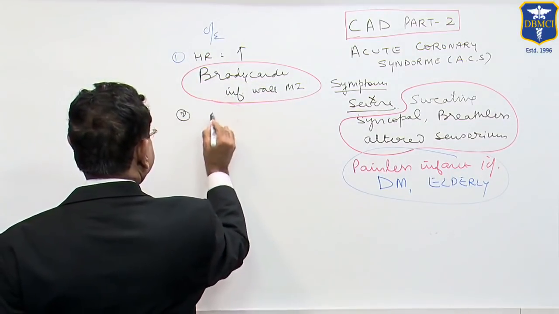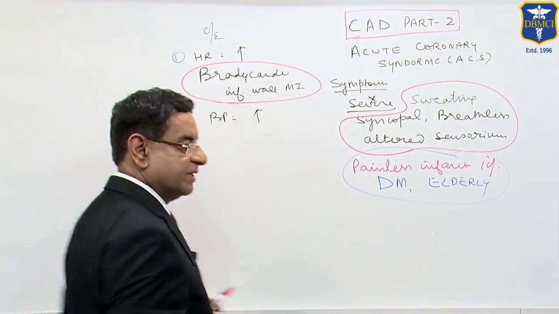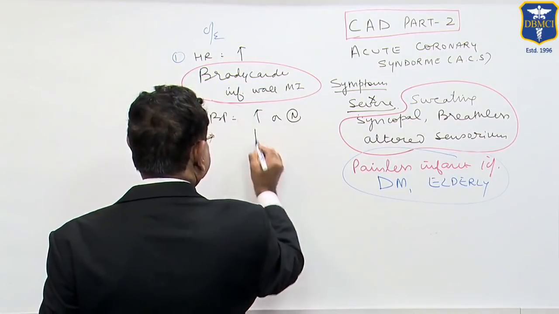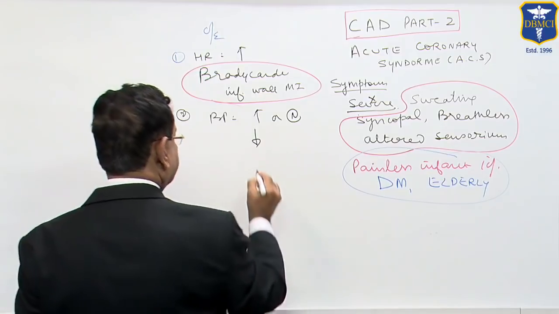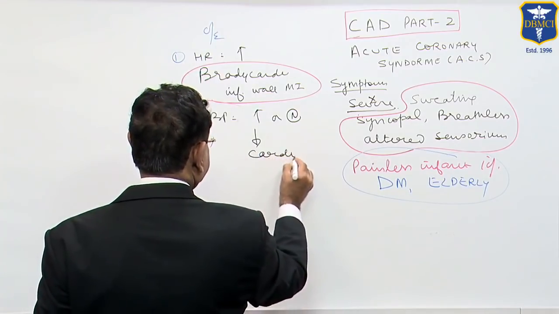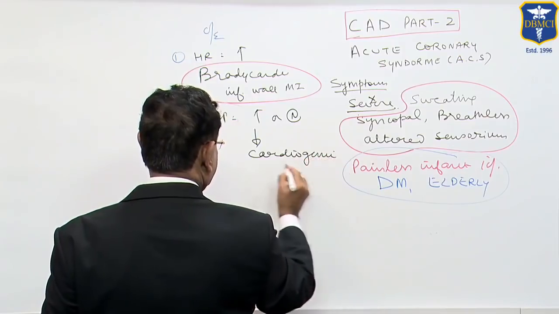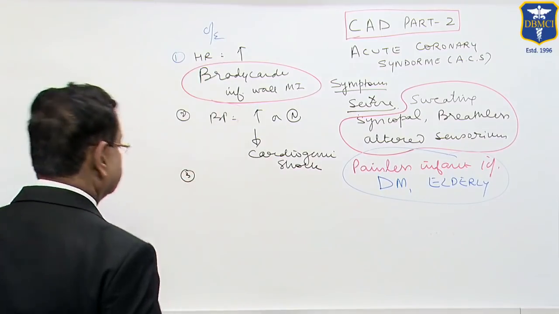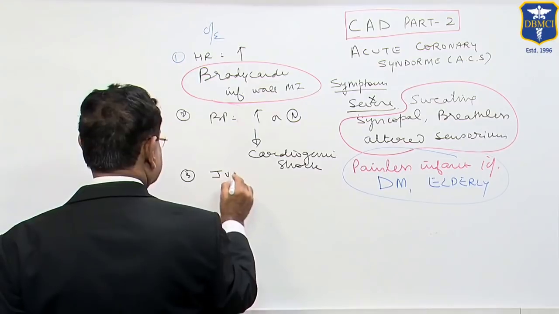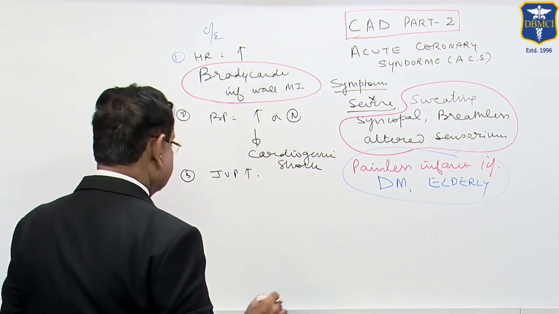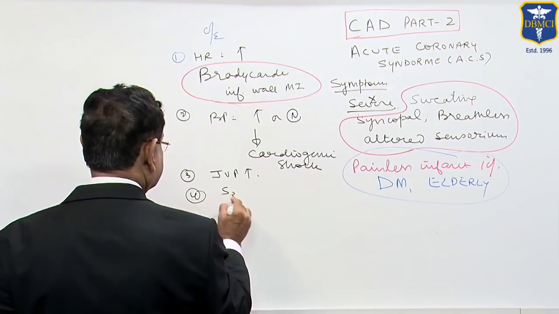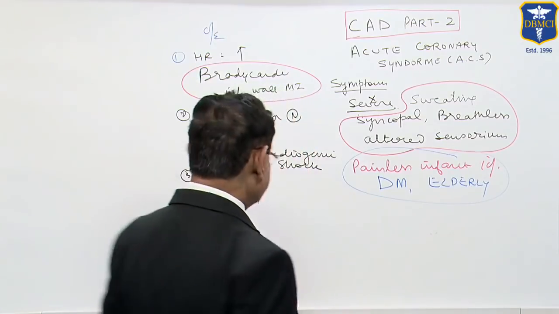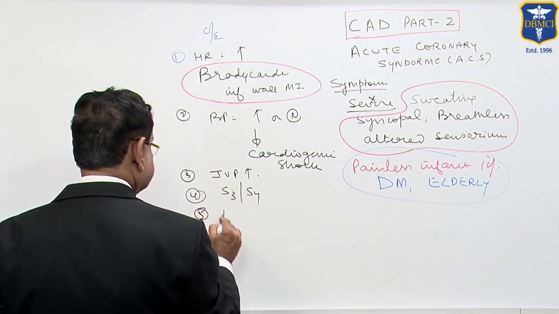As far as BP is concerned, it may be high because the patient is hypertensive himself, or maybe normal or reduced. If BP is reduced, that means the patient is going into cardiogenic shock. Then JVP may be raised because of heart failure, and there may be a third sound, fourth heart sound, and as the patient is going into heart failure, the patient may have basal crepitations.